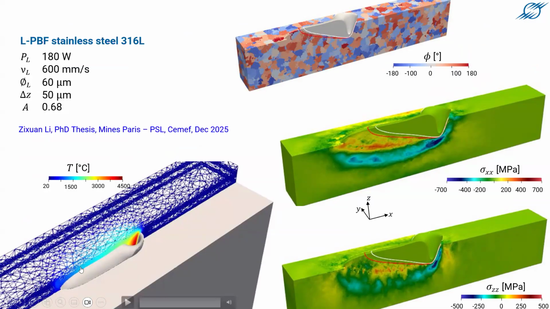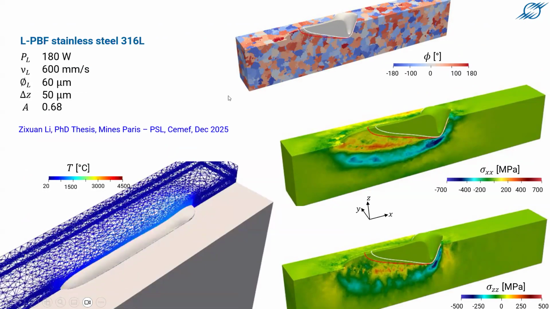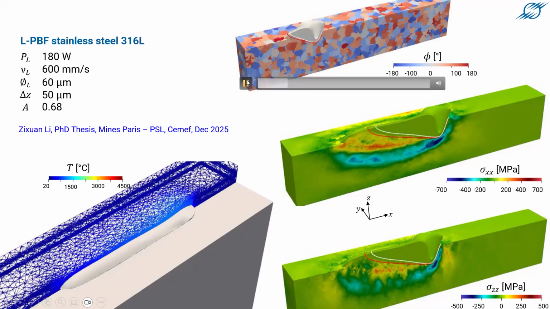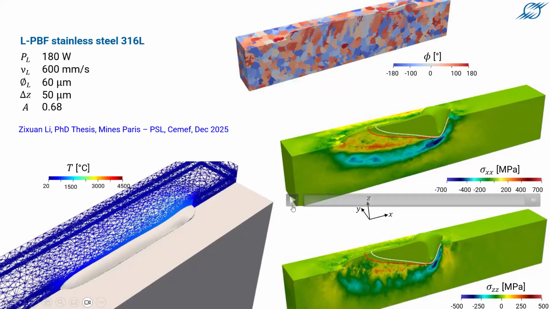So here we have an example of the scanning of an elementary track. And what you will see here is the formation of the epitaxial growth as the melt pool is advancing within the substrate and within the powder bed. The powder bed is not seen in this representation. And here you will see the formation of the stress distribution. So that's the grain growth.